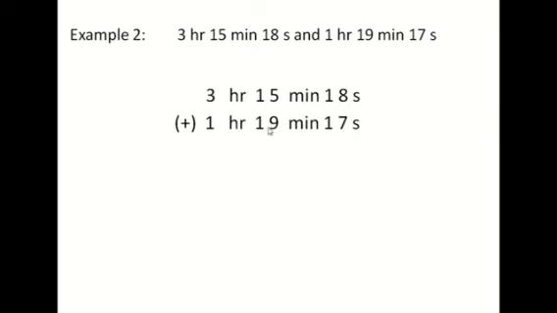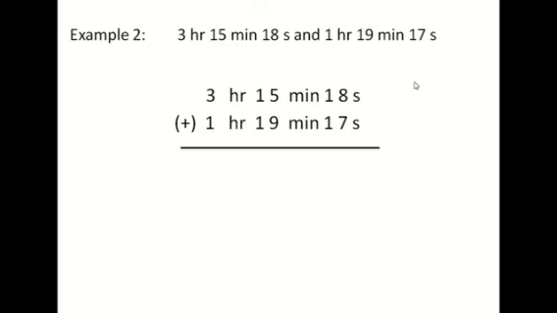Look at the next sum. You have to add 3 hours 15 minutes 18 seconds with 1 hour 19 minutes 17 seconds. So the first thing we will do is arrange them properly. Please start with me. Write 3 hours 15 minutes 18 seconds like this, and down of that 1 hour 19 minutes 17 seconds. So seconds will come in one column, minutes in another column, and then hours. I hope you have arranged.